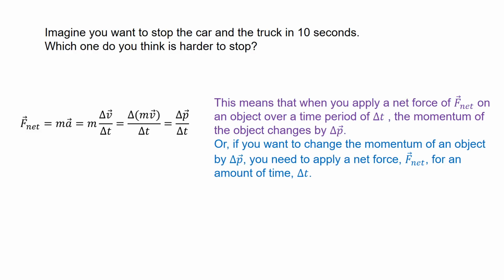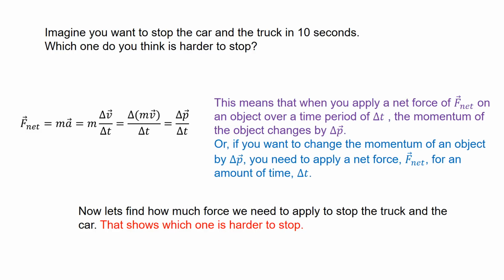This means that when you apply a net force of F net on an object over a time period of delta t, the momentum of the object changes by delta p. Or just the opposite, if you want to change the momentum of an object by delta p, you need to apply a net force for an amount of time.